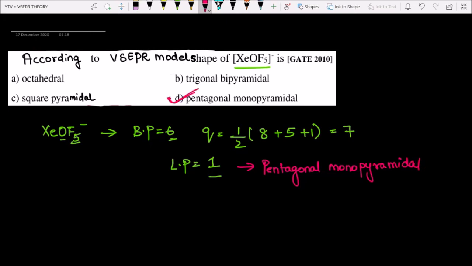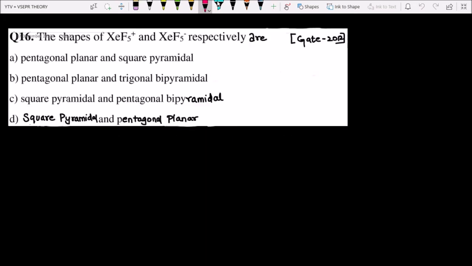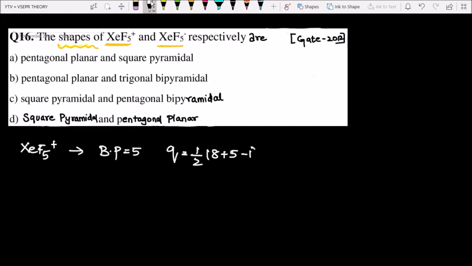Okay, let's move to the next one. In this question, they are asking us to find the shapes of these two. One is XeF5 plus, the other one is XeF5 minus. Okay, let's start. First we have to find the shape of XeF5 plus. What is the bond pair? Bond pair is equal to 5. What about the quotient? Quotient is equal to half into 8 plus 5 minus 1. So it's going to be 6, and the lone pair is going to be 1. So it is 51. What is 51? 51 is nothing but square pyramidal.